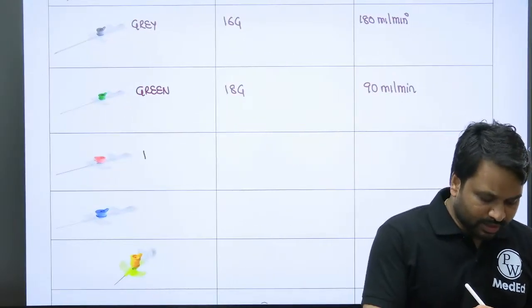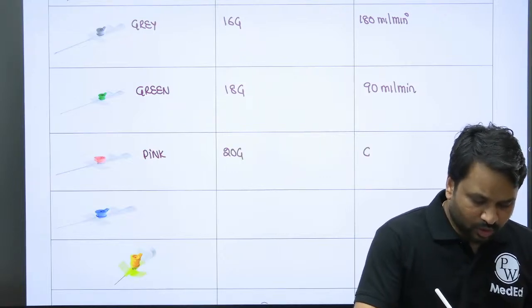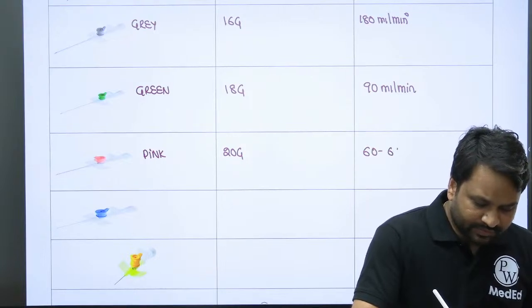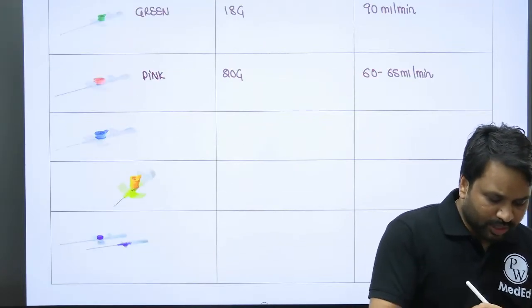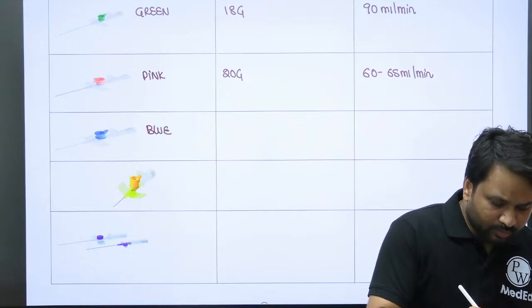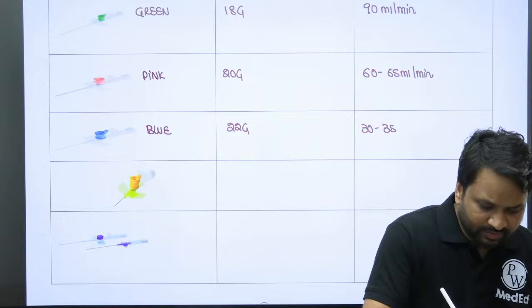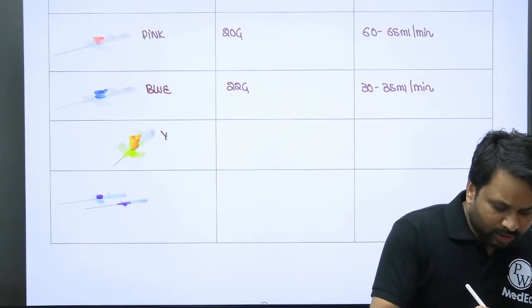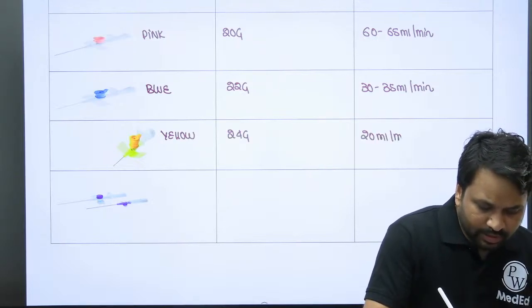Then you have the pink colored cannula. The pink is 20 gauge with a flow rate of 60 to 65 ml per minute, right? Then you have the blue colored cannula. The blue is 22 gauge with a flow rate of 30 to 35 ml per minute. Then you have the yellow colored cannula. The yellow cannula is 24 gauge with a flow rate of 20 ml per minute.